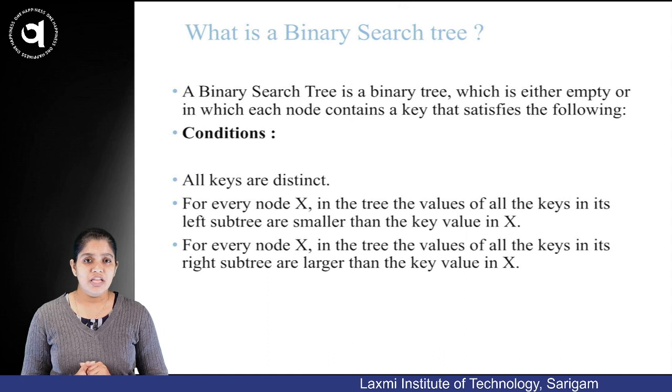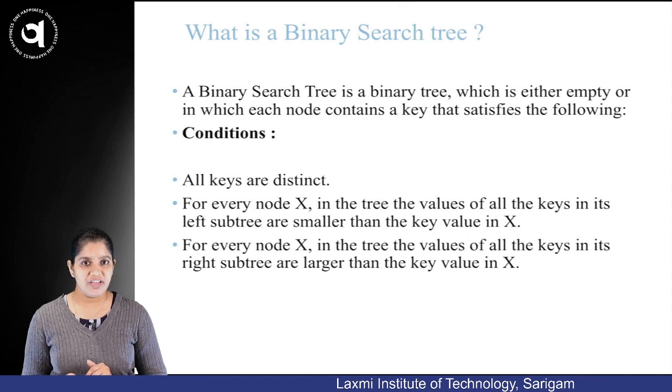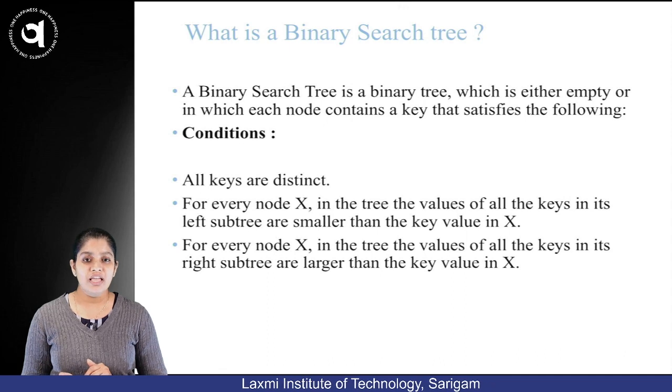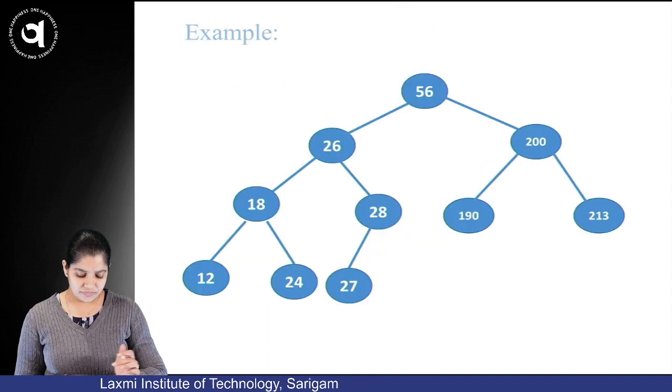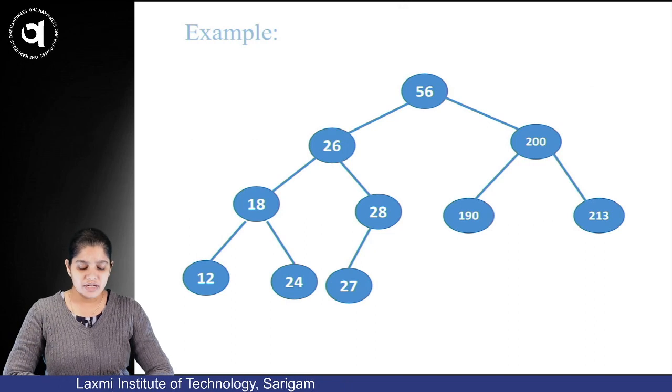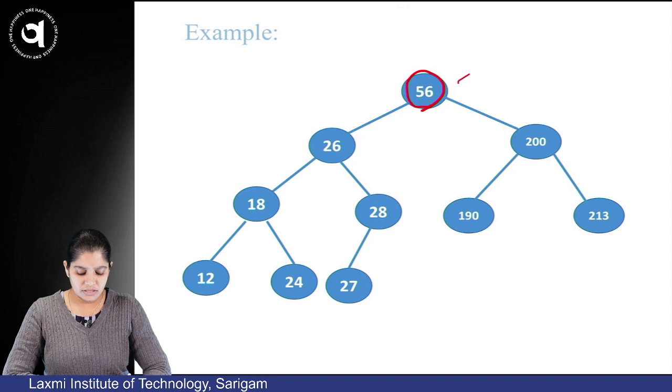That means if you have a left child of X, suppose my X is equal to 20, then the left child should be lesser than 20, not greater. In a similar way, for every right child, the value should be greater. That means if I have X that is 20, the right child should be greater. Suppose this is one of the examples. Here you can see 56, so 56 is my root node.